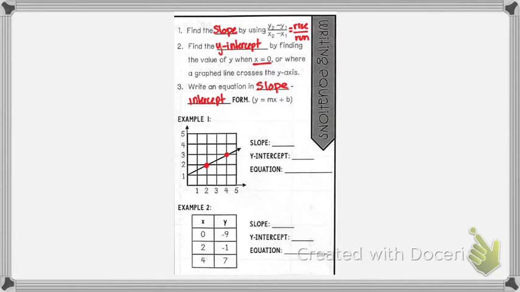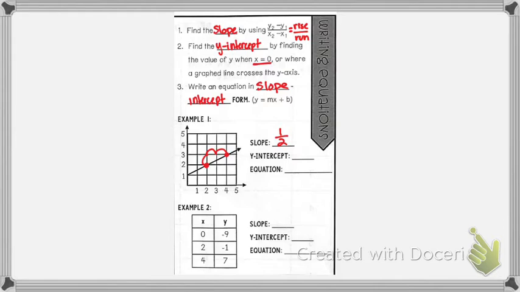So from left to right, I'm going up 1. So I know my rise is 1. Let's put rise over run. My rise is a positive 1, right? And my run is 2 to the right. And to the right is a positive, so we got a slope of 1/2, okay? So let's just go ahead and put that it is 1/2.